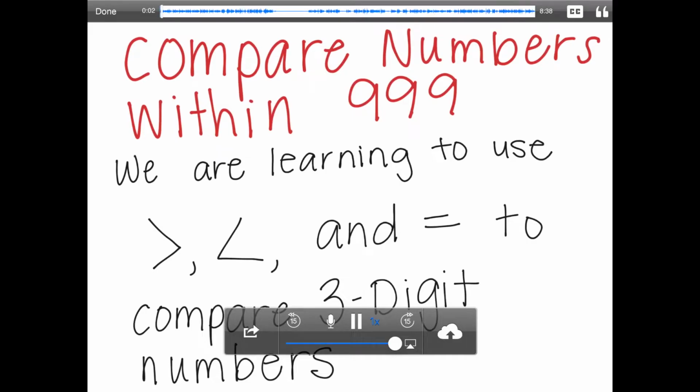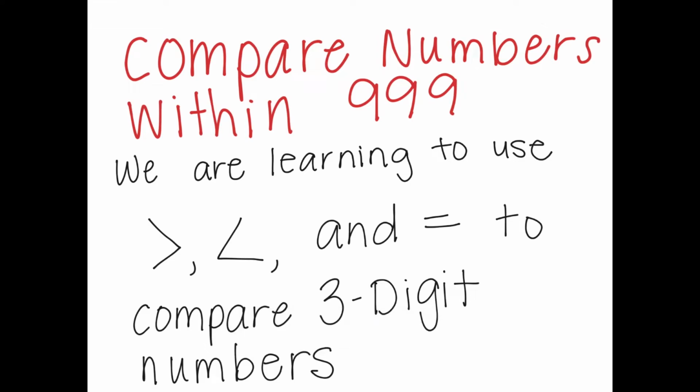For today's lesson, we are learning to compare numbers within 999. So our learning target for this lesson is we are learning to use greater than, less than, and equal to compare three-digit numbers.